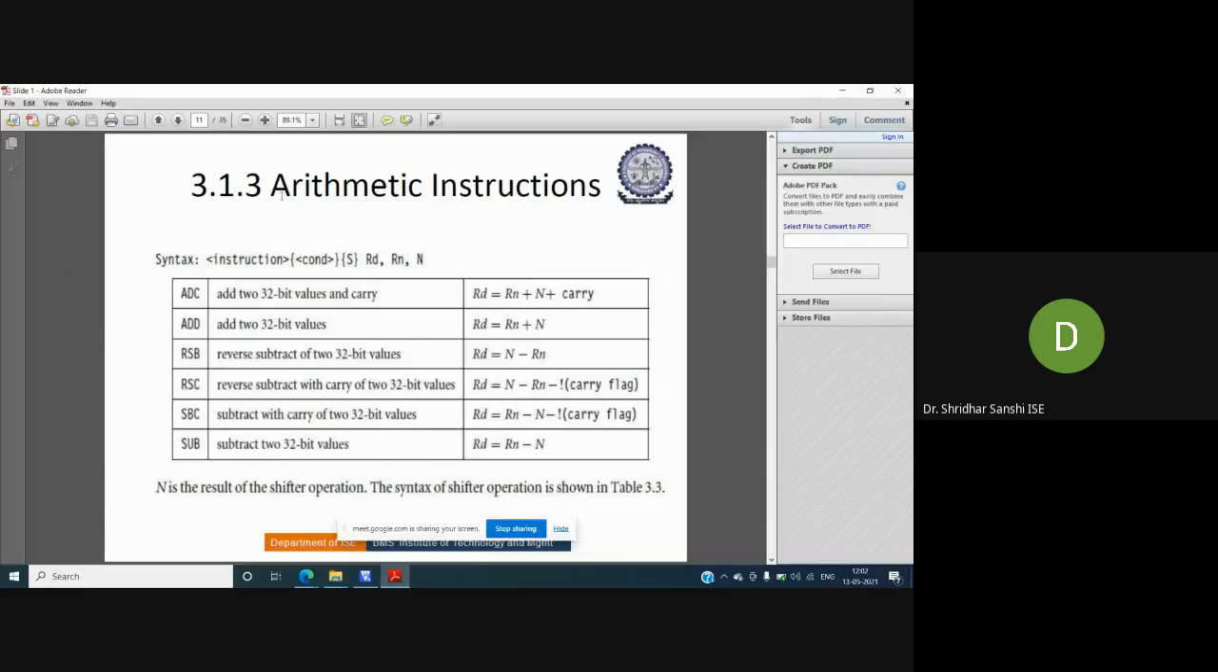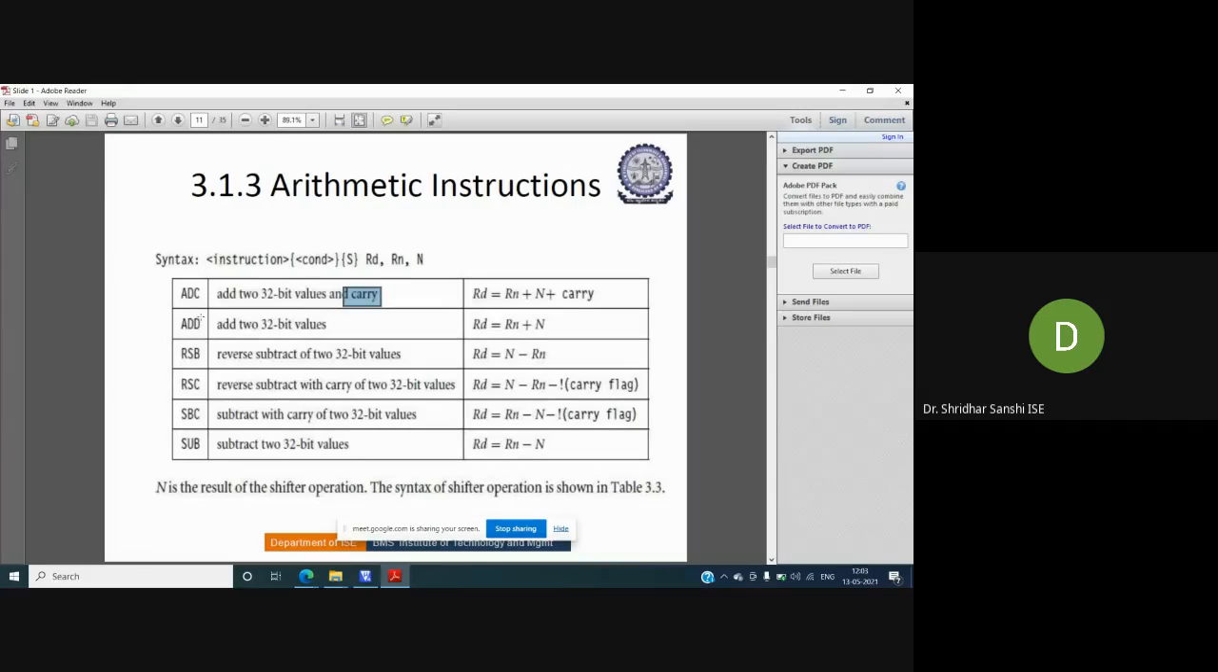Now we'll talk about arithmetic instructions. I think you have used some of them. The first one is ADC. ADC is nothing but addition along with the carry. We are adding the two operands along with the carry bit. So we can add two 32-bit values along with the carry bit.